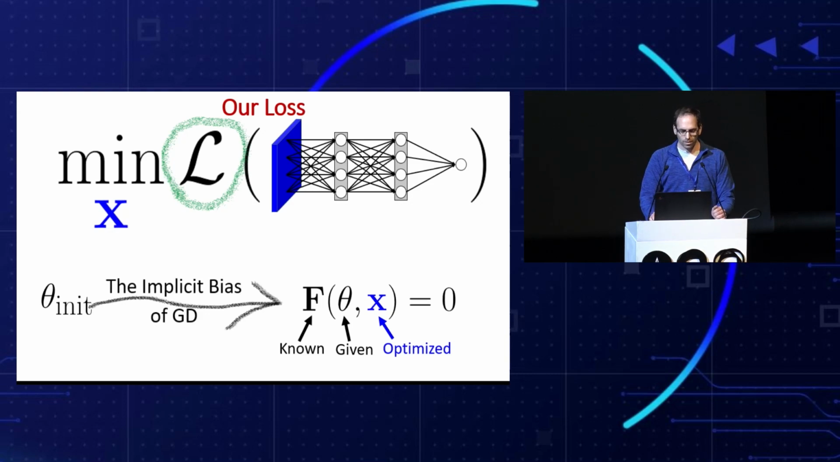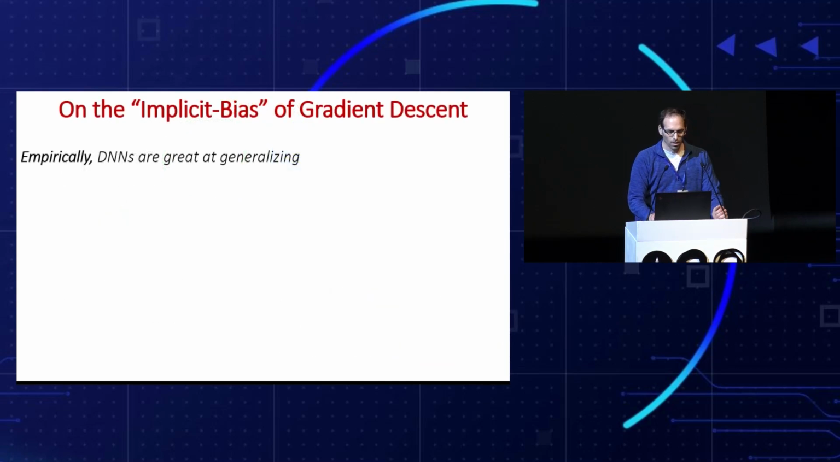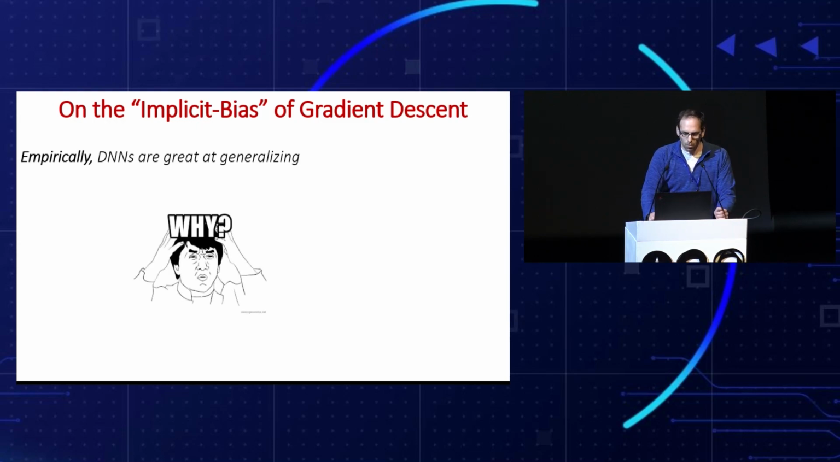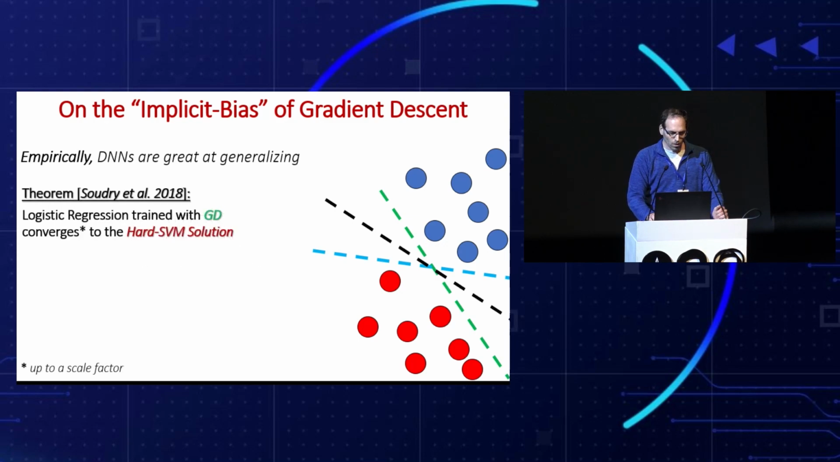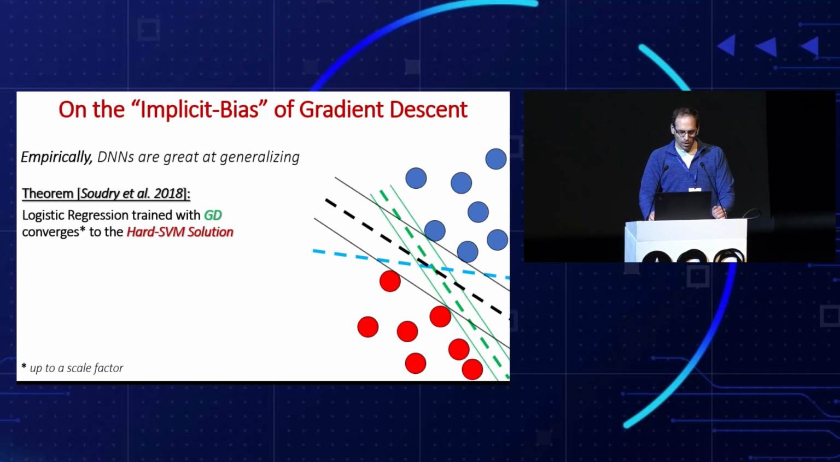This property is known as the implicit bias of gradient descent, and let me tell you a bit more about it. Empirically, it is known that neural networks are really great at generalizing to unseen data. This has puzzled theoreticians. Why, from the infinite solutions that can fit a given training set, do neural networks converge to a solution that also generalizes very well? Soudry et al. showed that logistic regression trained with gradient descent converges to the hard SVM solution. This is the classifier with the largest margin, which is also known to generalize better.